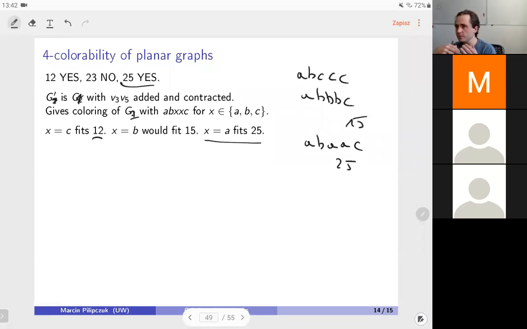So the observation is that we must have X equal B, otherwise we have got too much in colorings of G1 and G2, and we are done.